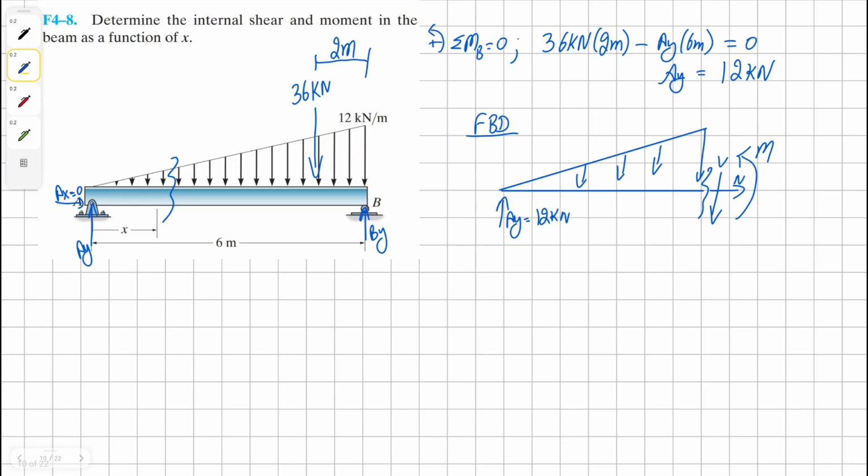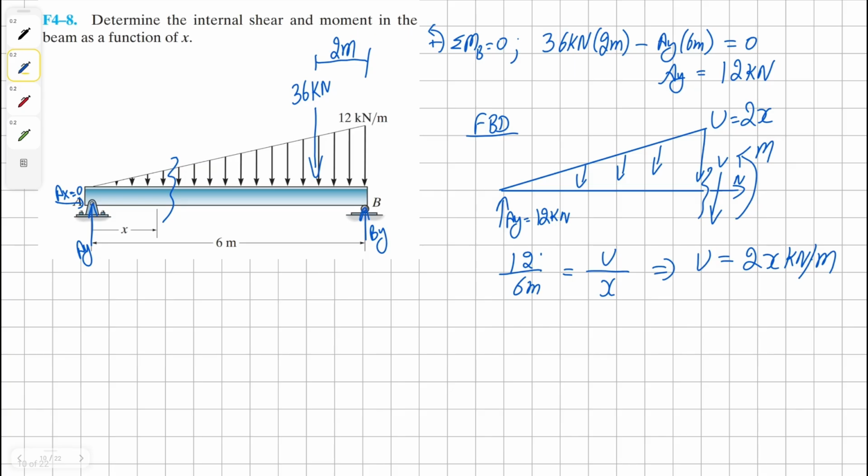Okay. Just like before, we're going to use proportionality to determine the extent of this triangular uniform load. We know that the original uniform load is 12 kilonewton per meter, and it's along 6 meters. Our new uniform distributed load is U. We're going to name it U, and it runs along x meters. Solving for U, we get our solution as 2x.